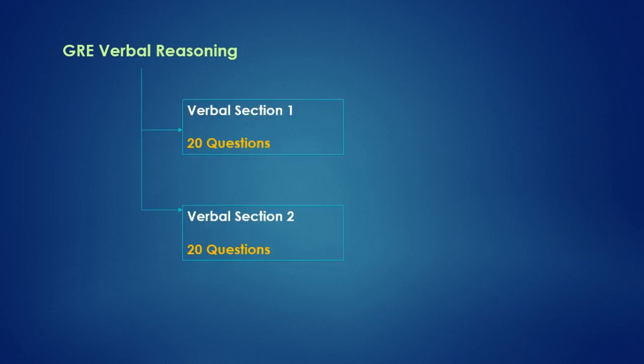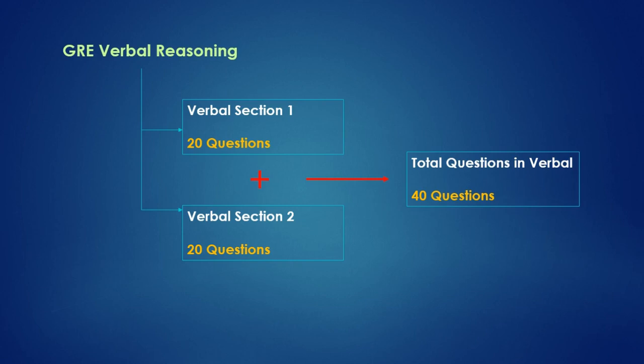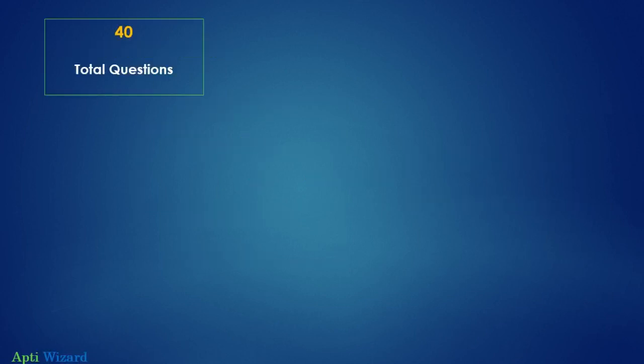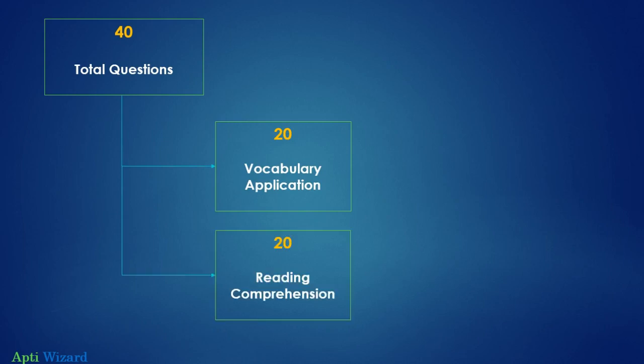So GRE's verbal reasoning is basically divided between two sections, Verbal Section 1 and Verbal Section 2. Each of these verbal sections carries 20 questions in total. So we are talking about a total of 40 questions in GRE's verbal. Out of these total 40 questions, 20 questions will be from vocabulary application and the rest 20 will be from reading comprehension.